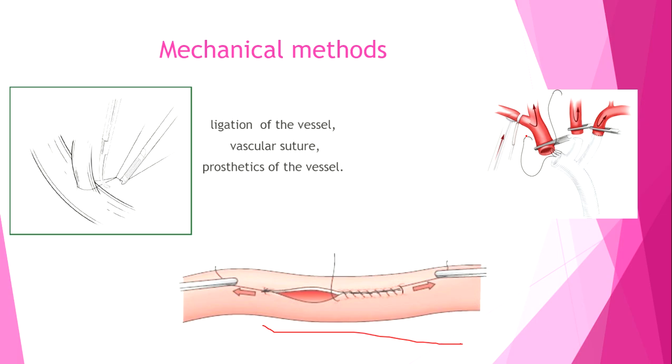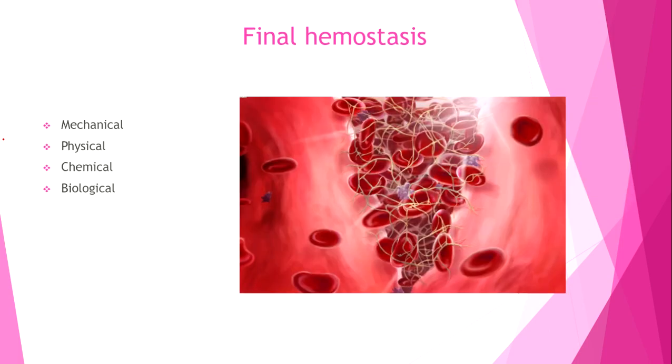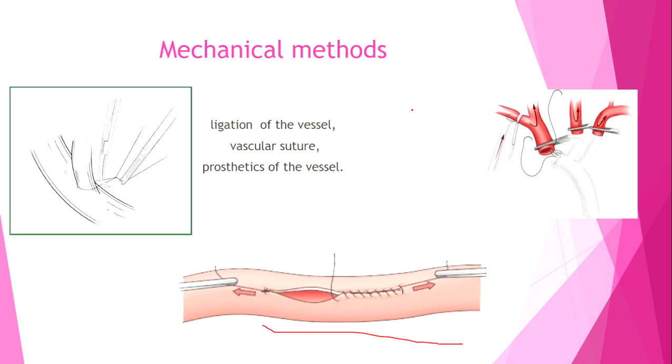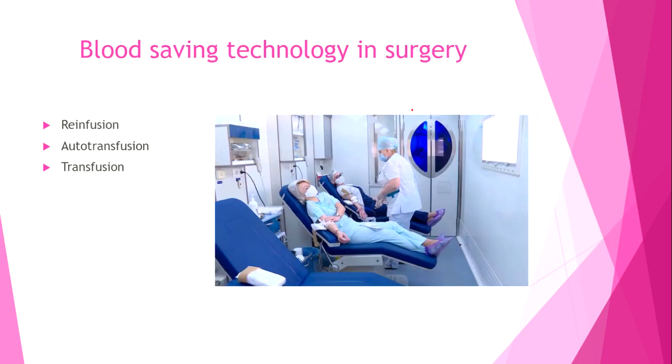And when we talk about biological hemostasis, we deal with a physiological process. We can help it by adding some plasma to the patient or blood clotting factors to the patient intravenously. We have some blood-saving technology in surgery: reinfusion, autotransfusion, transfusion.